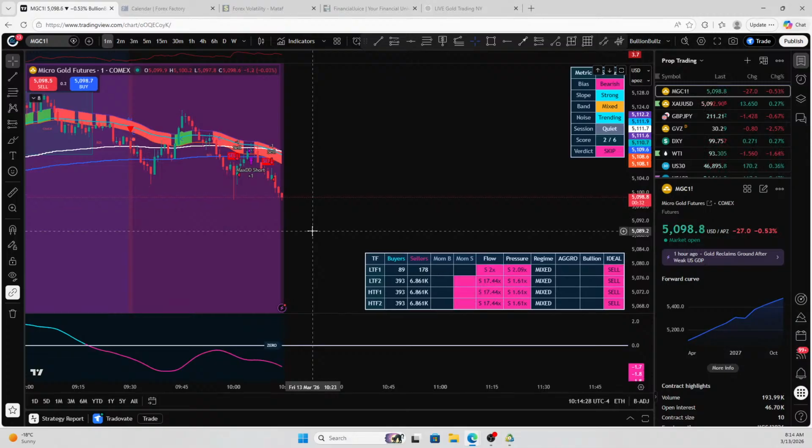I'm not in a rush to take any trades. If a trade presents, we will take the trade. If not, then we'll just have to wait on the sideline. This has to go above 2 for us to even look for sells.